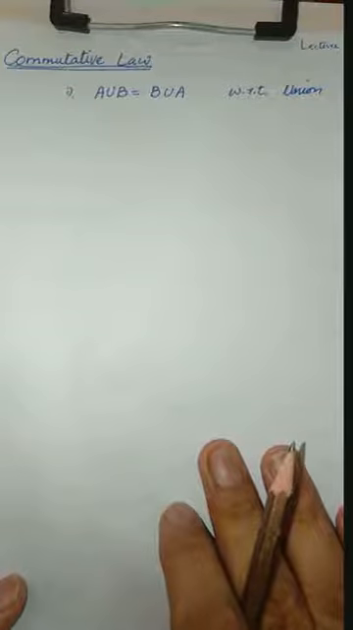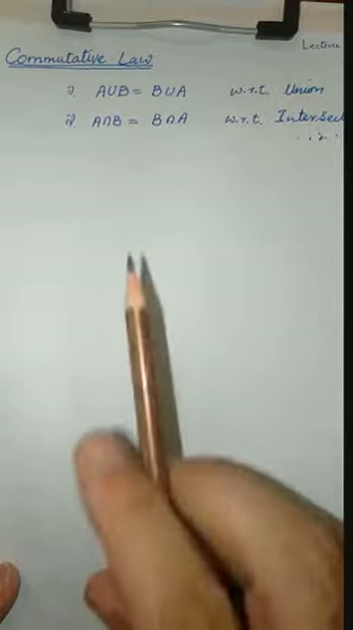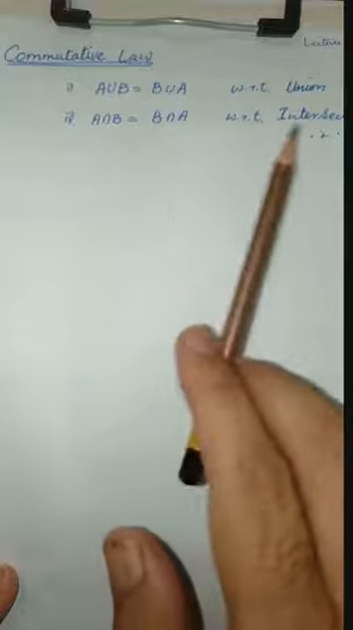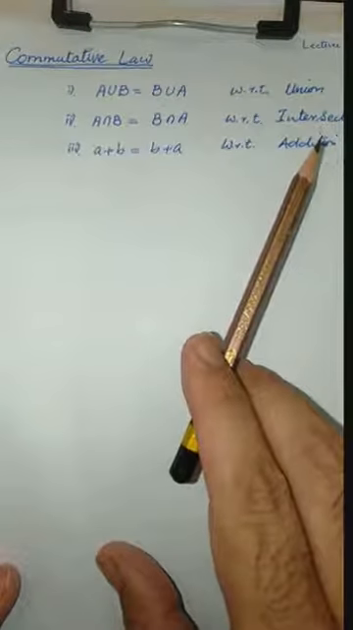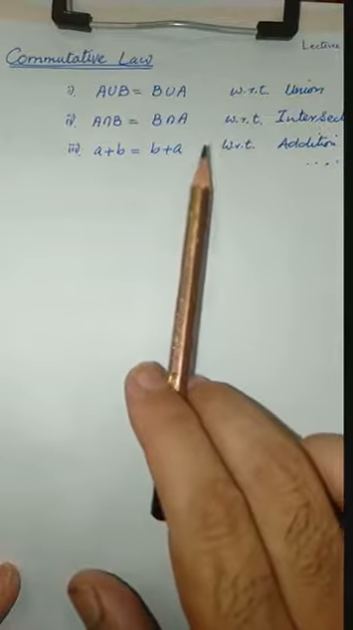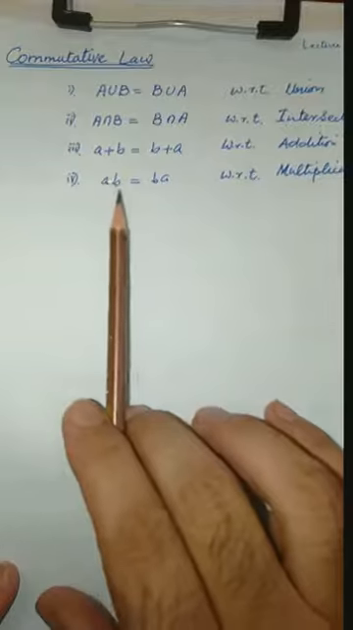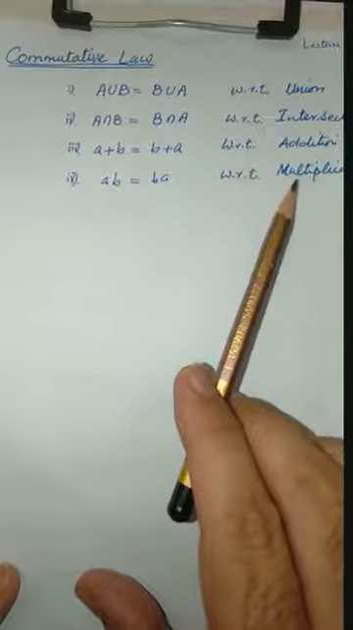If we put the sign of intersection, A intersection B is equal to B intersection A. This is called the commutative law or commutative property with respect to intersection. If we have two numbers small a and small b, then a plus b is equal to b plus a. This is called the commutative law with respect to addition. a into b is equal to b into a. This is called the commutative law with respect to multiplication.